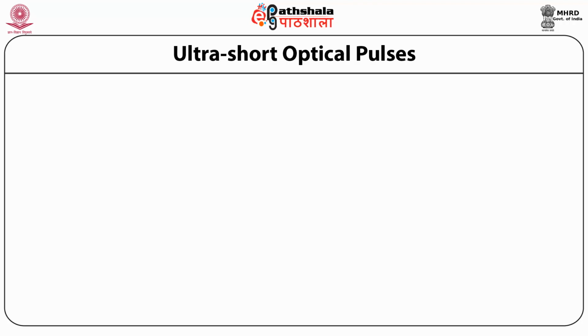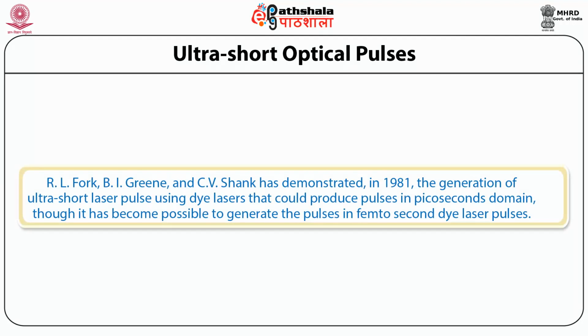There can be a generation of ultra-short optical pulses. Shank, Ippen and Fork demonstrated in 1981 the generation of ultra-short laser pulses using dye lasers that could produce pulses in the picosecond domain, though it has since become possible to generate pulses in the femtosecond domain with dye lasers.